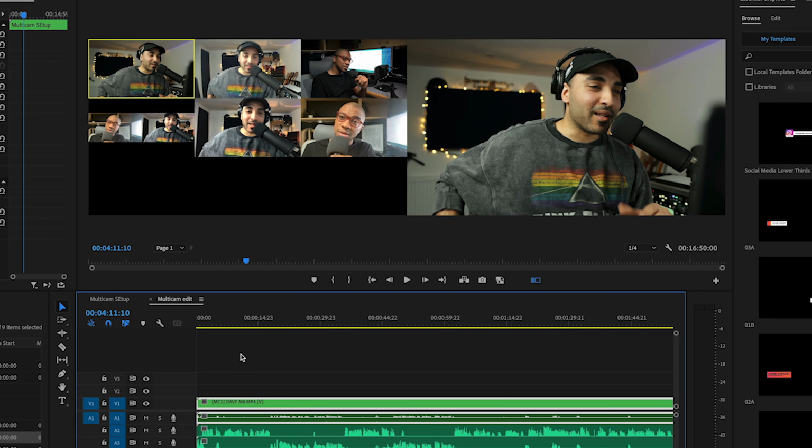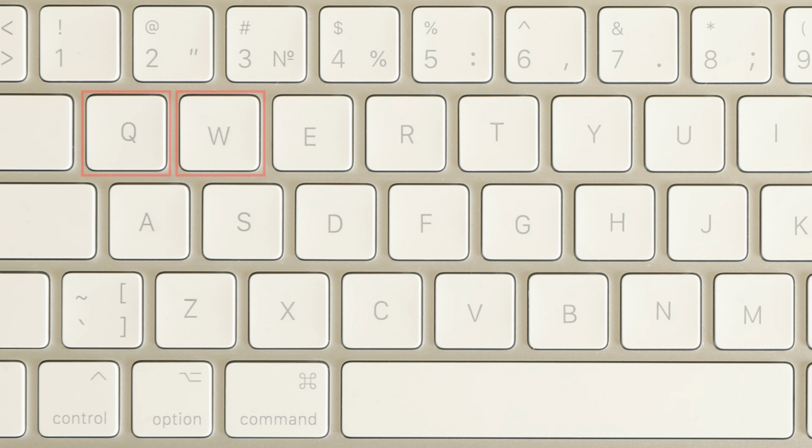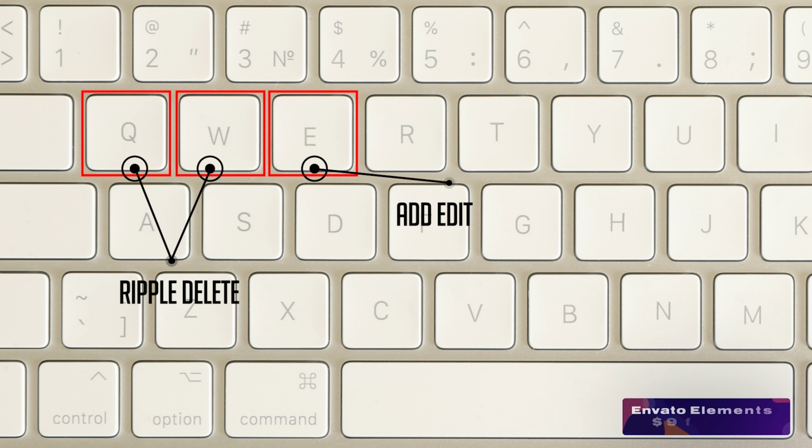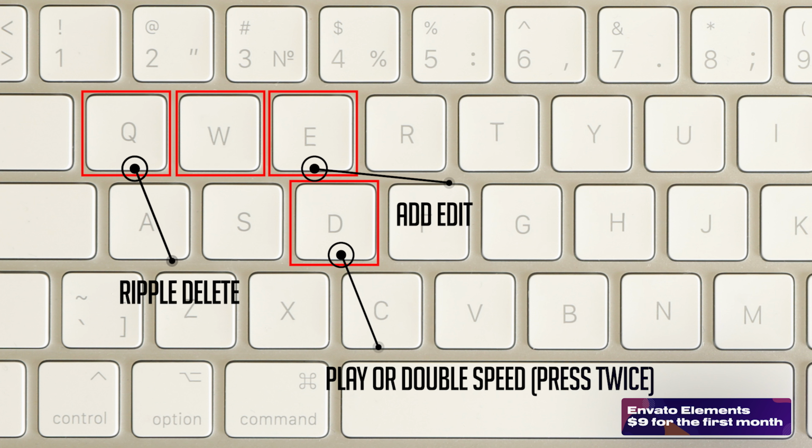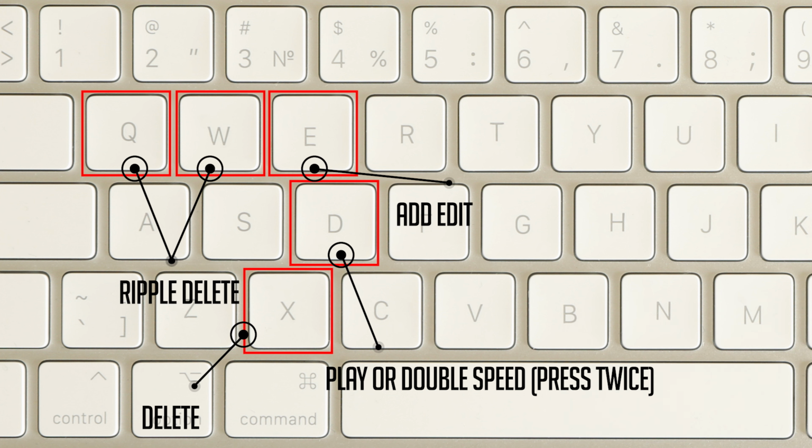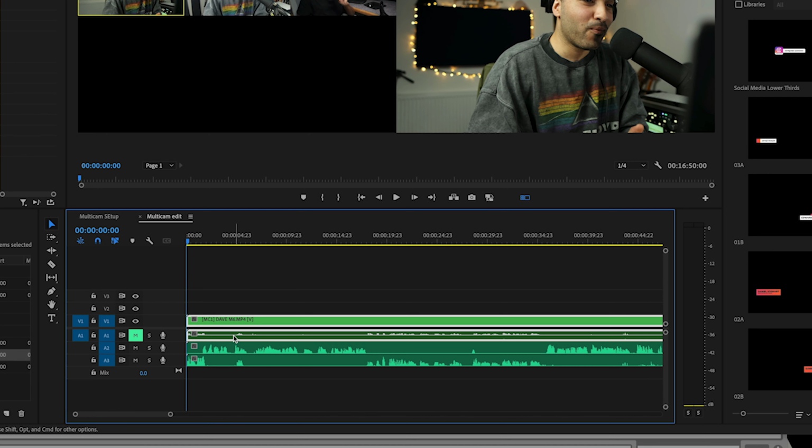A few shortcuts I use when I edit podcasts, I use Q and W to ripple delete backwards and forwards, or I use E to add an edit. I've changed that from Control K because E is just easier and it's just around that area. And then D is play, or if I press it again, it goes into double speed. And then X is delete. So everything I need is around this area and it's easier to edit that way. So I'm gonna mute the sequence audio, so I've only got the 2 audio tracks to work with.